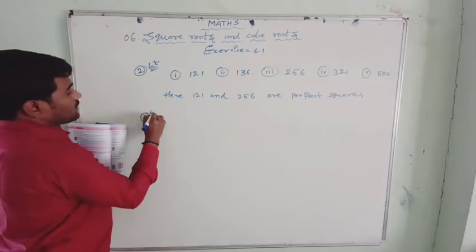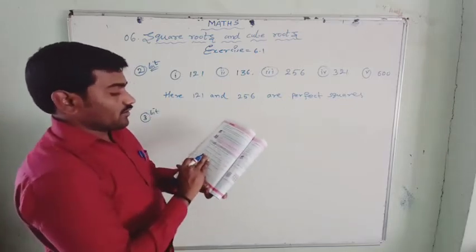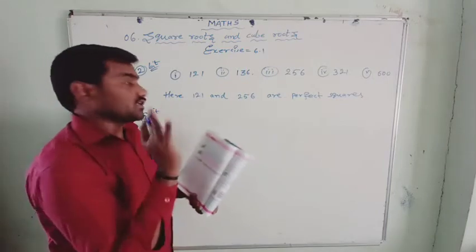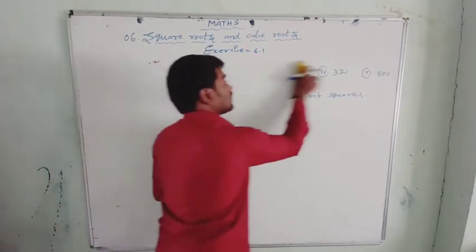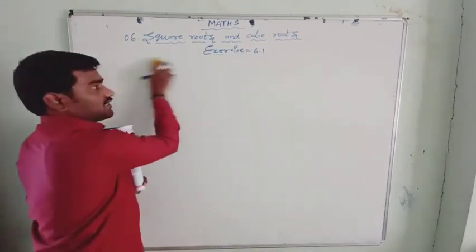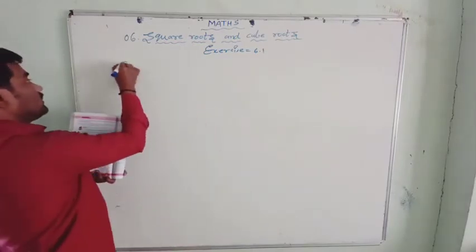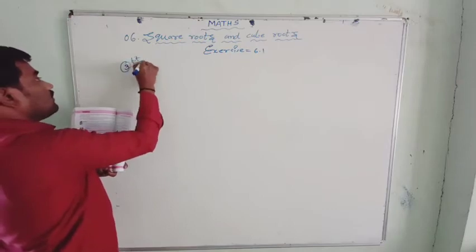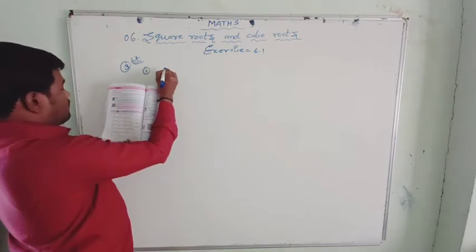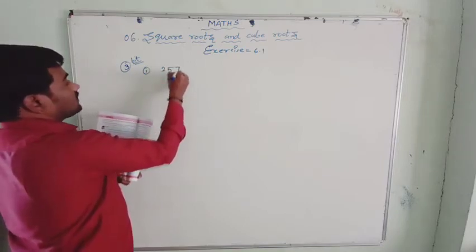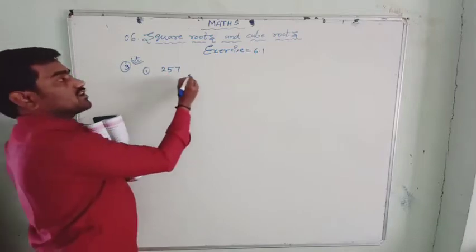Third bit: the following numbers are not perfect squares. Give the reason. The given numbers are not perfect squares, but we have to give the reason why. The first question is 257. Why is 257 not a perfect square?